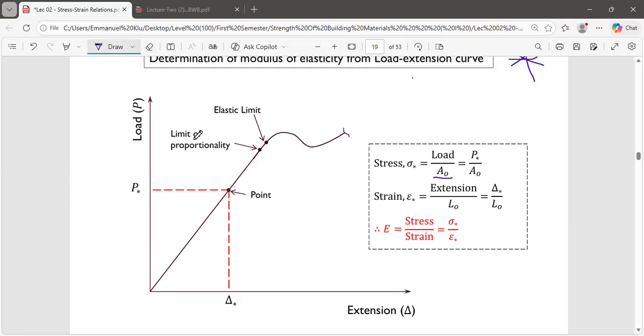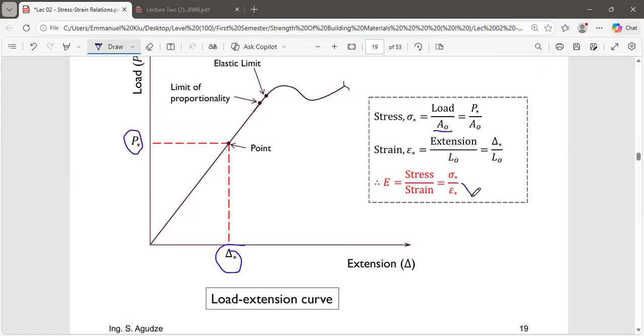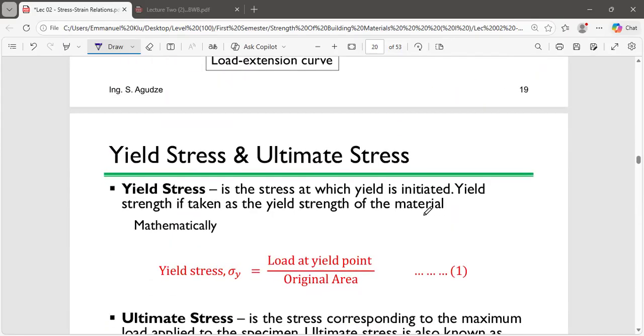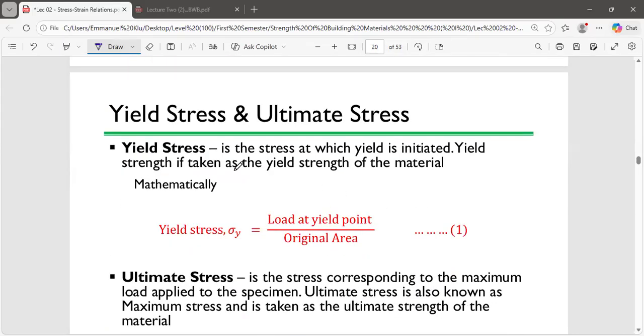As I was saying, this is the limit of proportionality. This is the straight line portion. This is the elastic region. That is the load being plotted against the extension. If you want to calculate for your elasticity as usual.